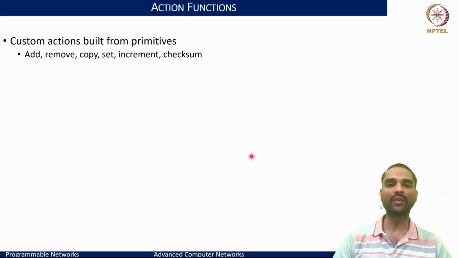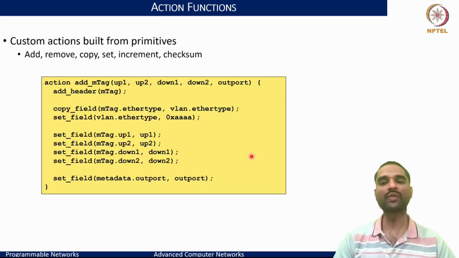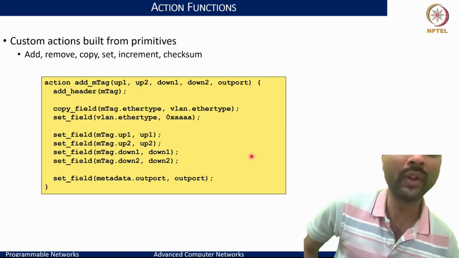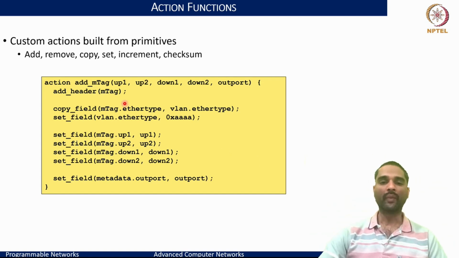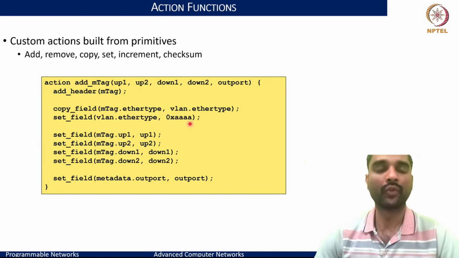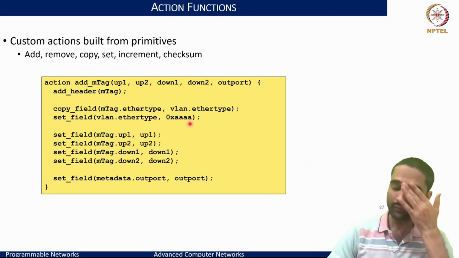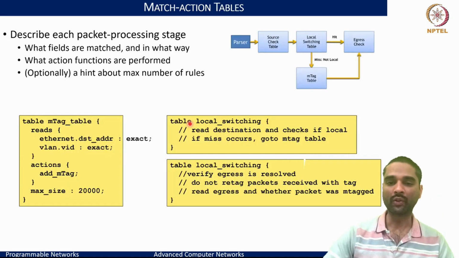And the custom actions that we would want to build are like add, remove, copy, set, increment, checksum. And in this case, what we saw as add M tag takes 4 different fields: up 1, up 2, down 1, down 2. And then it would add the header M tag, copy the field of M tag ether type to the VLAN ether type, and set the field VLAN ether type to AAA, so that for the first time we are now basically populating all of these entries into the packet.